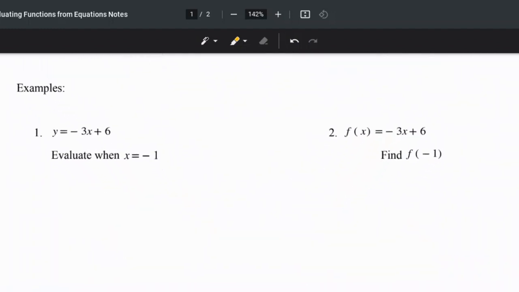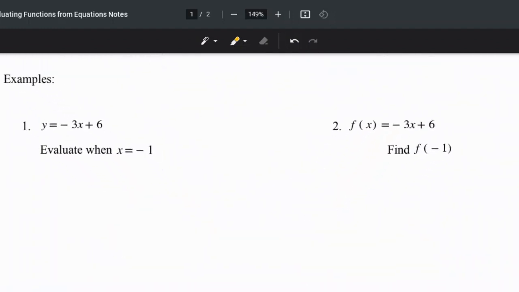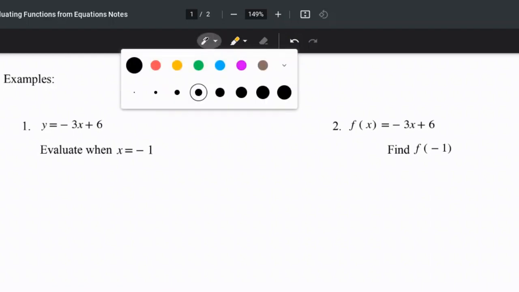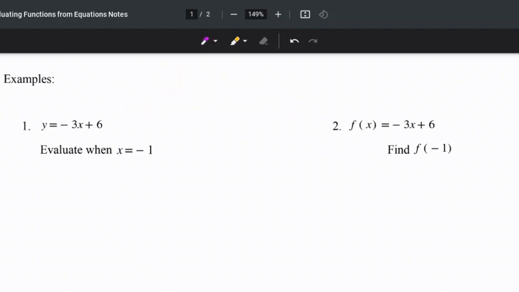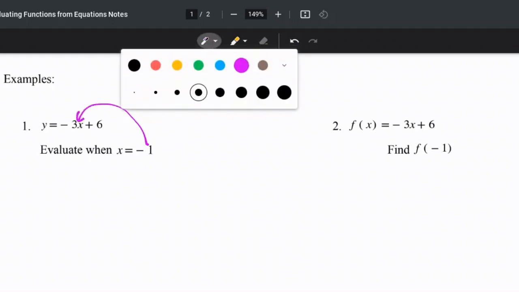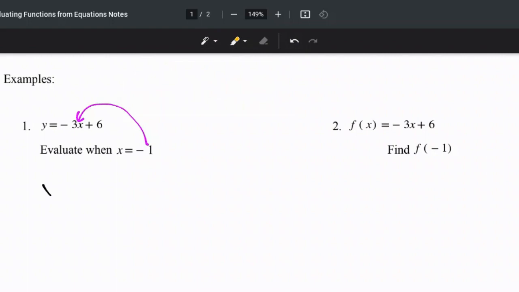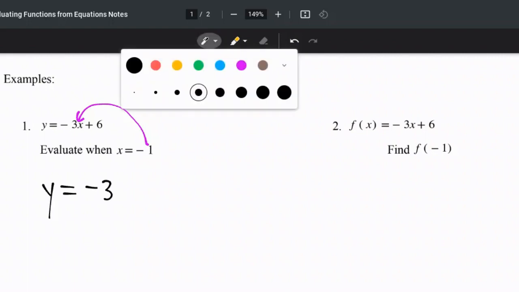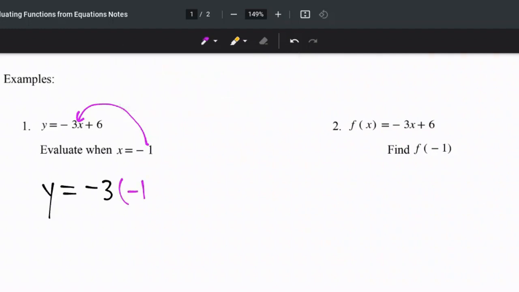For some examples down here, for number 1, this is something that you may have seen before in previous classes. If not, that's okay. We are given this equation, y equals negative 3x plus 6, and it says to evaluate when x equals negative 1. So what that means is we're going to take negative 1 and we are going to substitute it in for x in the equation. Let's go ahead and keep everything the same in that equation, except we're replacing the x with negative 1. So it looks like this.